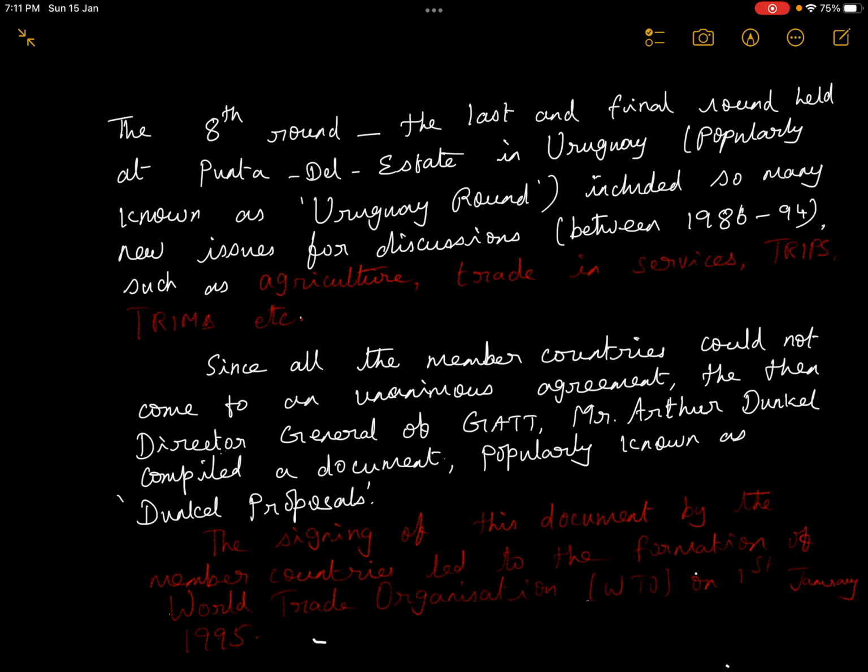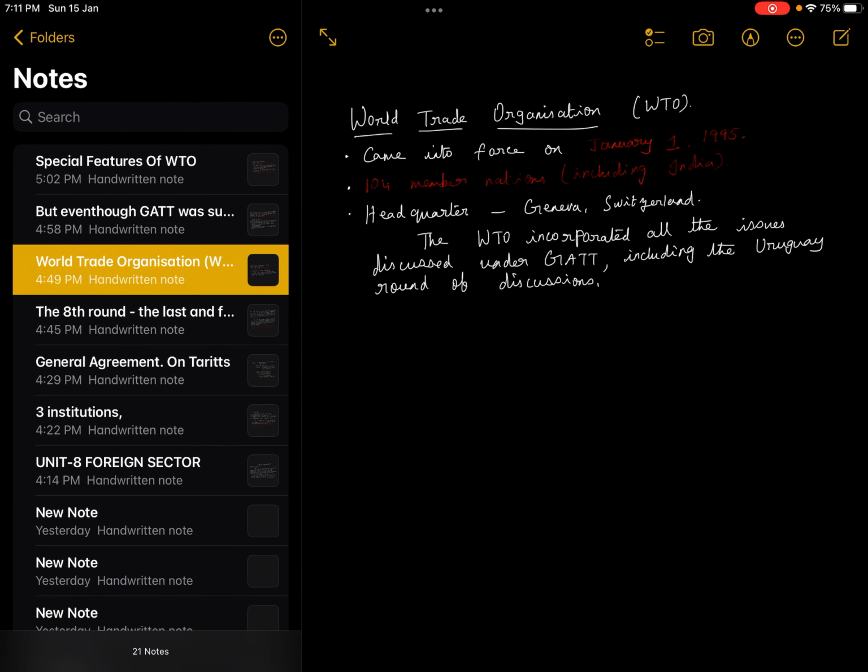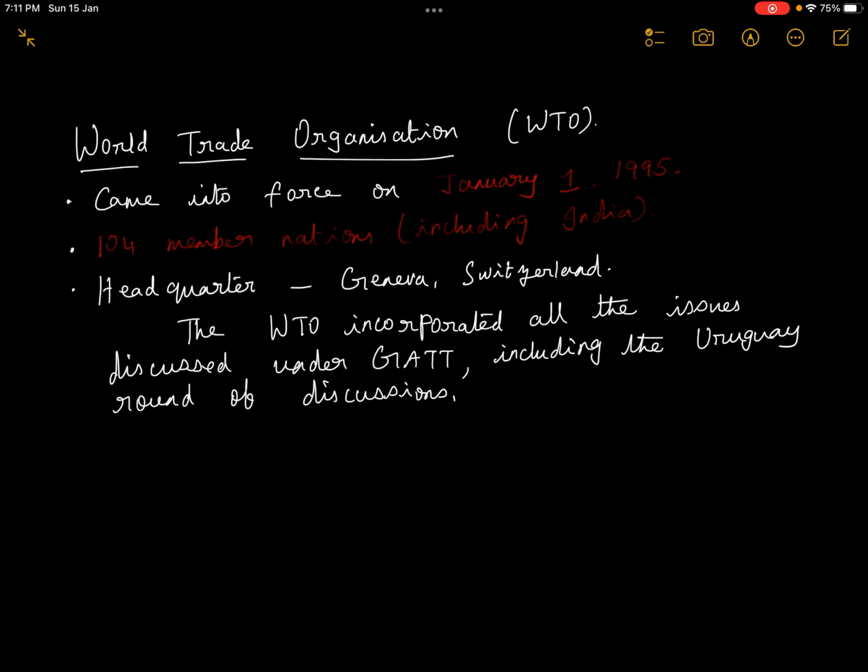So with that signing of the document by all the member countries, GATT ceased to exist, and in its place, the World Trade Organization was formed on 1st January 1995. All the member countries signed the form and agreed to start a new organization in the form of the World Trade Organization. So this is all. The World Trade Organization was formed on 1st January 1995.